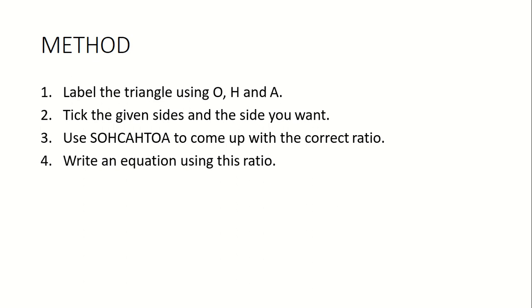Step 4, write an equation using this ratio. So basically, an equation is your ratio is equal to something. Okay, so your ratio will have an equal sign. Now step number 5, isolate the variable that you want to find. In this case, you isolate the side that you want to find.